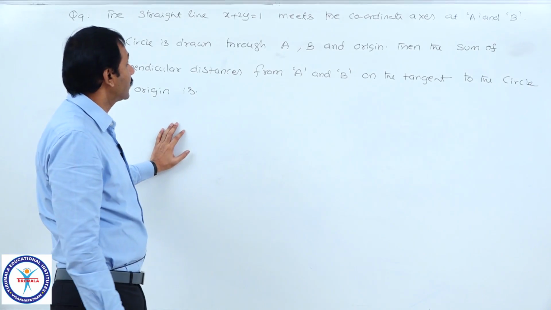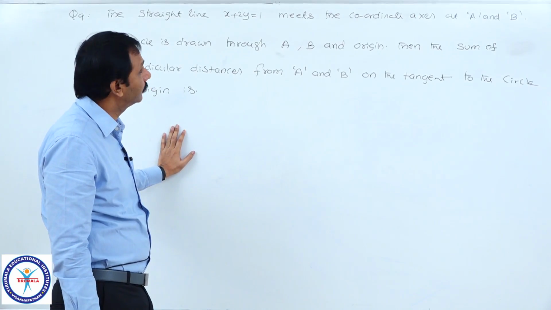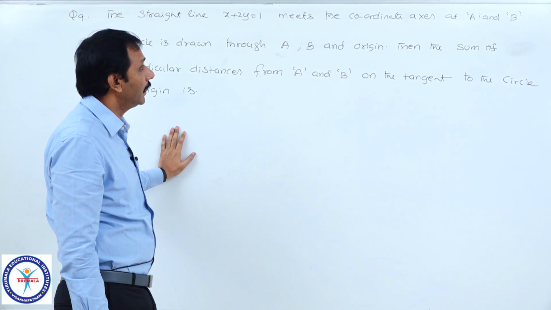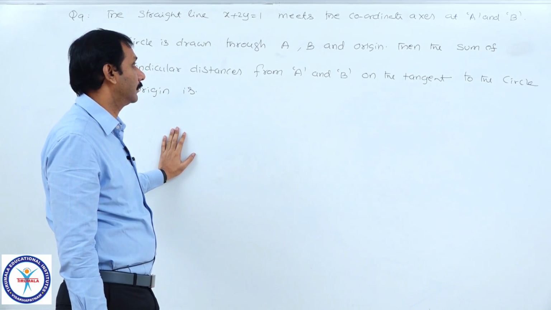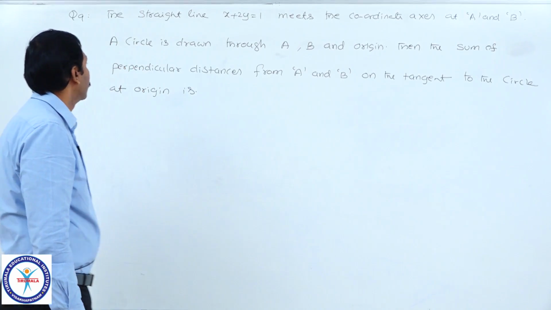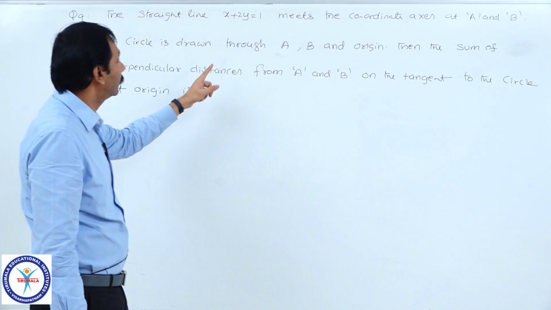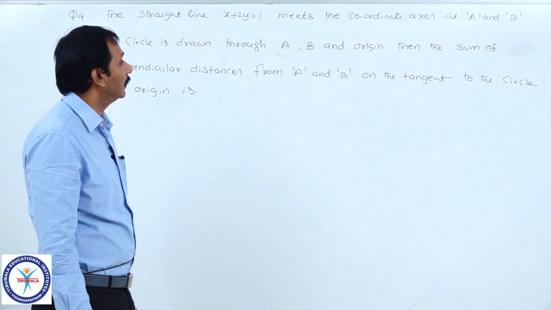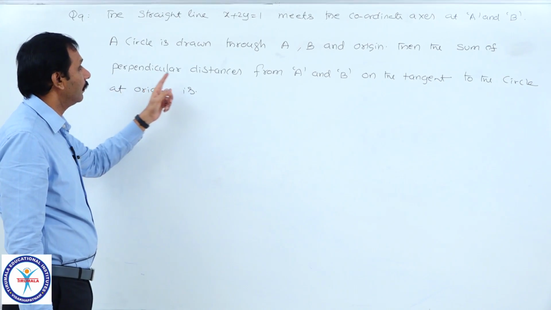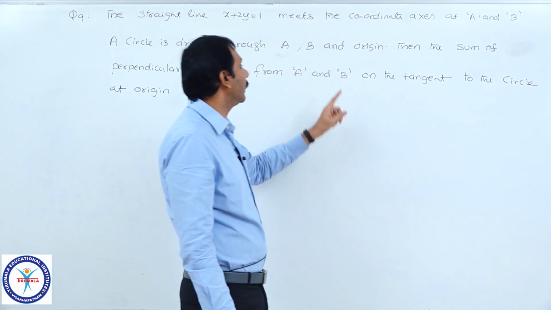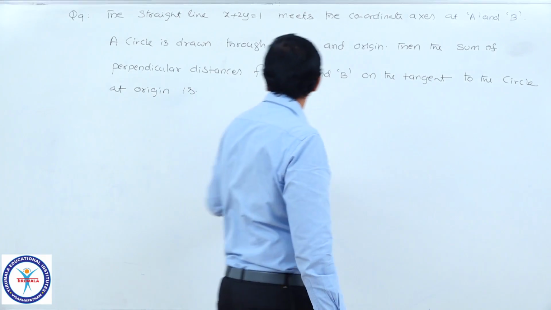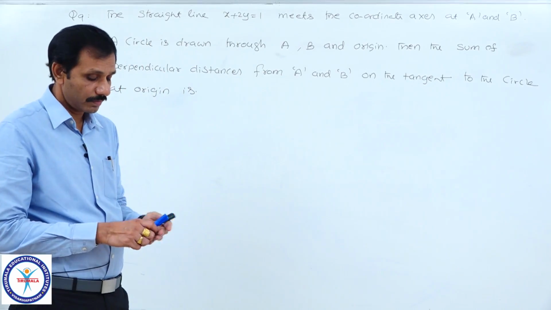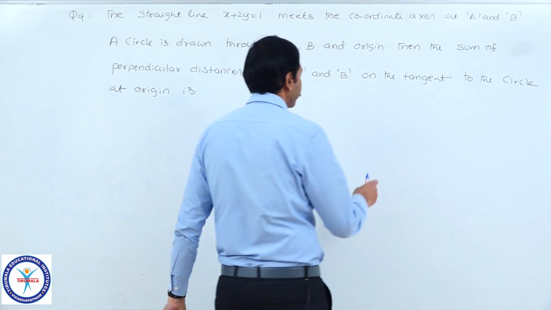The straight line x + 2y = 1 meets the coordinate axes at A and B. Now, a circle is drawn through A, B and the origin. Then, the sum of the perpendicular distances from A and B on the tangent to the circle at the origin is. It is a simple problem.